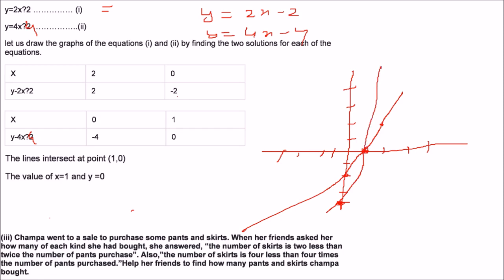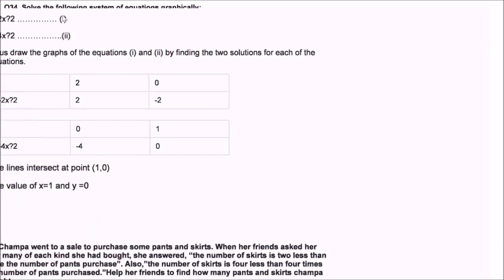So this is the point (1, 0). So (1, 0) is the solution of this equation. If you put (1, 0) in these two equations, you will get the same value.